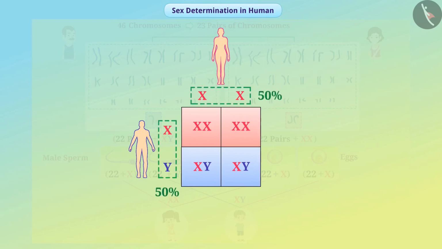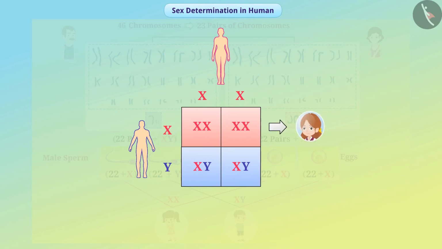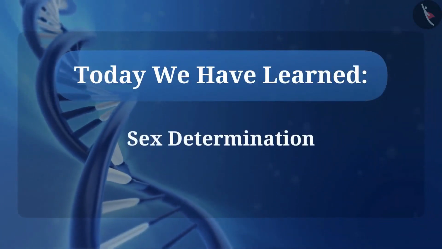Similarly, all children get an X chromosome from the mother, so their sex determination depends on the chromosome obtained from the father. If the child inherits the X chromosome from the father, then it will be a girl child, and if the child inherits Y chromosome from the father, then the child will be a boy. This happens completely at random, so it is wrong to hold the father or mother responsible for not having an infant of any particular gender. Think about this. So today we have learned about sex determination.